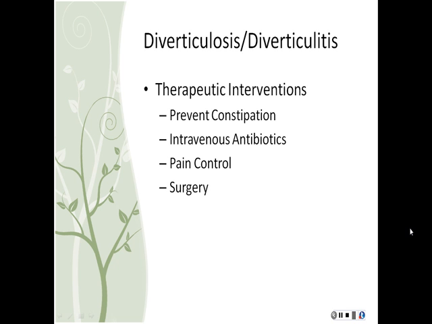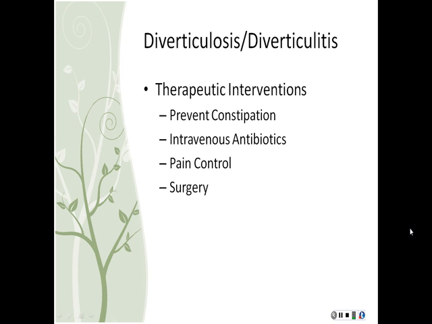So, therapeutic interventions: since pressure or constipation may be one of the causes, we want to prevent constipation. If the patient is hospitalized, they may get intravenous antibiotics and pain control. If it's severe enough, the patient may need a temporary colostomy to allow the inflammation to subside. We want to teach the patient to increase fiber, such as prunes, raisins, peas, those kinds of things. Fiber should be increased slowly to prevent problems with gas or discomfort.